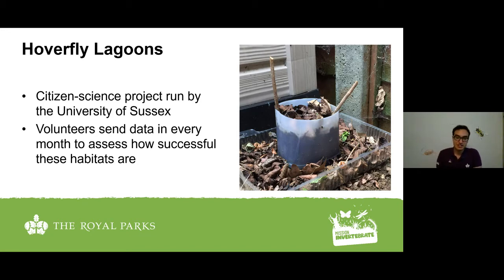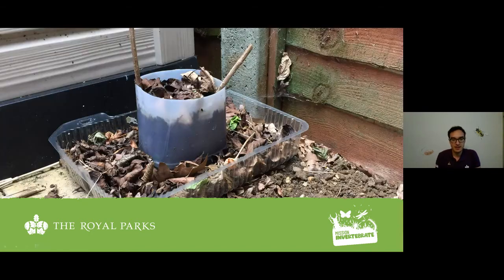So essentially, this is just any old container, such as a milk bottle cut in half with four drainage holes drilled or poked through about an inch below the surface of the brim of the container. And that's just so that water can drain out from the sides and you get a dry layer of vegetation on top. Most of the container is packed with lots of vegetation.